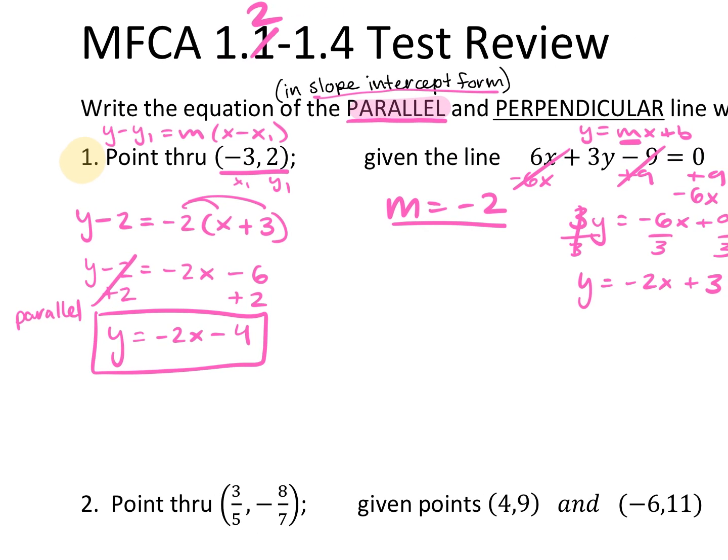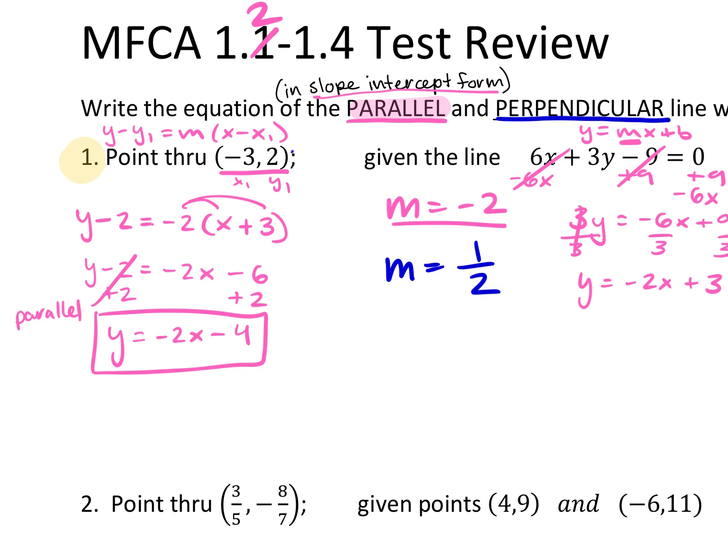Now let's do the same thing, but perpendicular. So we found the slope. It's going to be the same slope from the beginning. But what would the perpendicular slope be? Awesome. The opposite reciprocal, so it would be 1 over 2. Positive 1 over 2. You change the sign and flip the number.